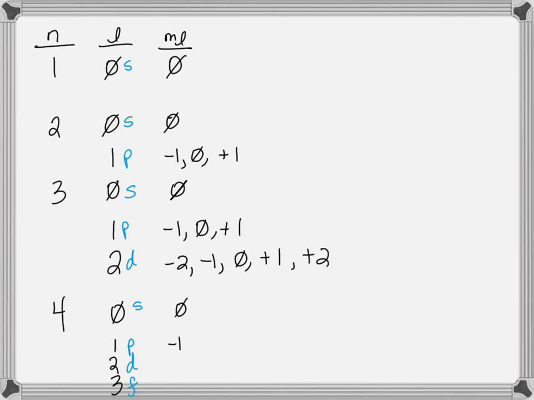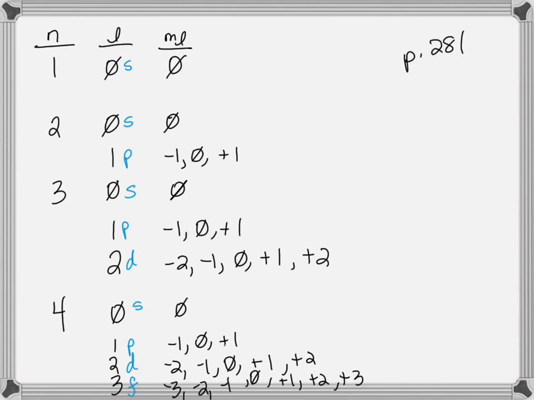I'm going to finish these out because I ran out of room. This little table I'm making is also in your book on page 281. It's table 6.2. But now you see where it all comes from with this table.